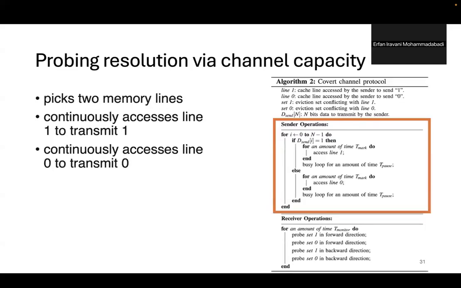So here we can see the covert channel protocol. The sender picks two memory lines that map to two agreed cache set indexes, line 1 and line 0, for example. For sending 1, the sender continuously accesses line 1 for a specific amount of time, like T mark. Similarly, the sender continuously accesses line 0 for a time equal to T mark to send value 0.